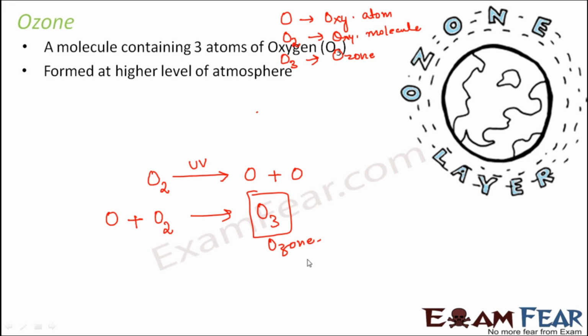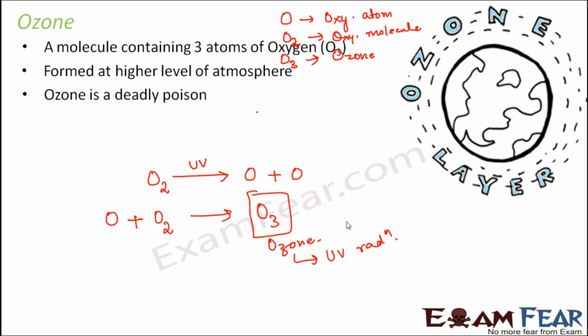So ozone basically absorbs the ultraviolet radiation, because if you look at it, the formation of ozone takes place only in the presence of ultraviolet radiation. Right? Now ozone is a deadly poison. But this ozone, that is a poison, only acts as a protection for us. Why? Because of the property of ozone to absorb ultraviolet radiation.